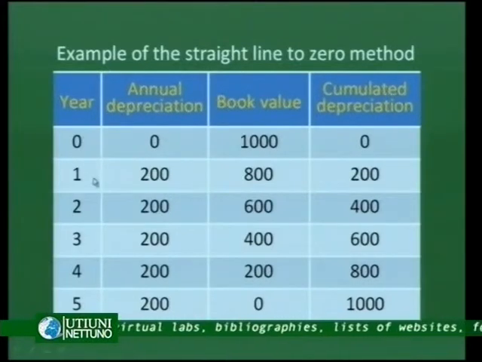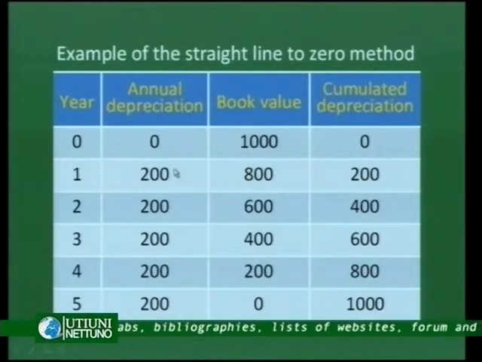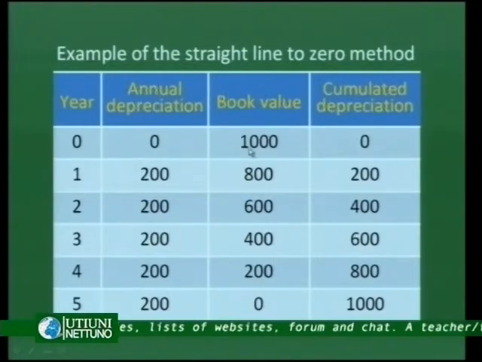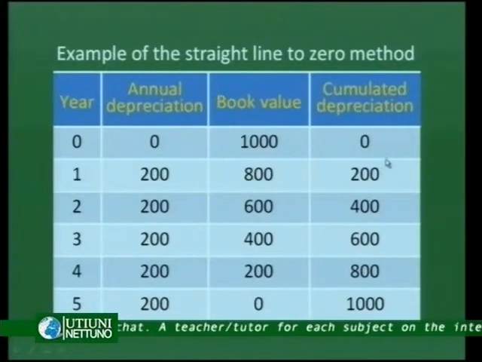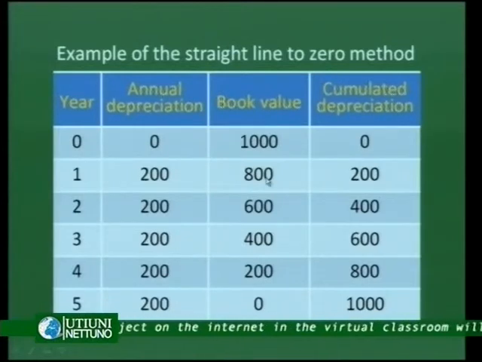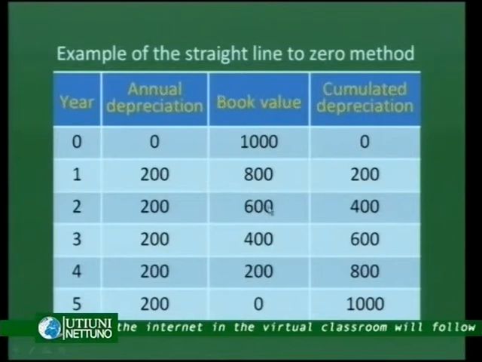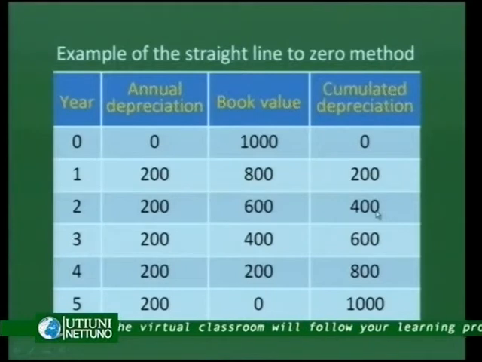So when we get to year 1, with the first annual depreciation of 200, the book value of the fixed asset will reduce from 1,000 to 800 for the effect of the annual depreciation. Cumulative depreciation will pass from 0 to 200. In the second year we'll have a new annual depreciation of 200. As an effect of this depreciation, the book value of the asset will pass from 800 to 600, and cumulative depreciation will pass from 200 to 400.